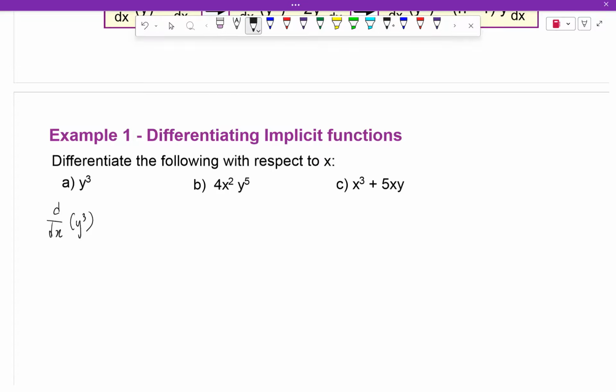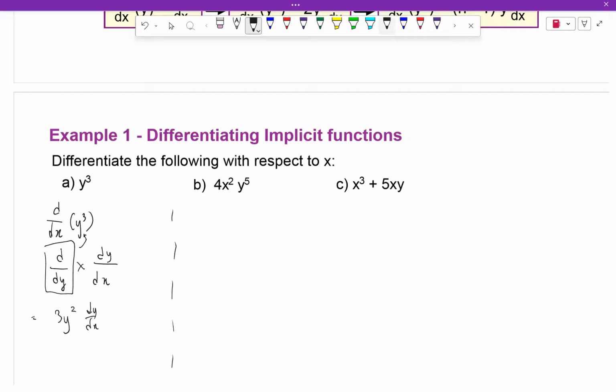Our differentiation is going to be dy over dx, times dy, like that. So this part, treating it as the ordinary differentiation, equals 3y squared times dy dx. That's the final answer. At this point you might say, so I just do the differentiation and add a dy dx, and that's it? Yes, that's basically it.